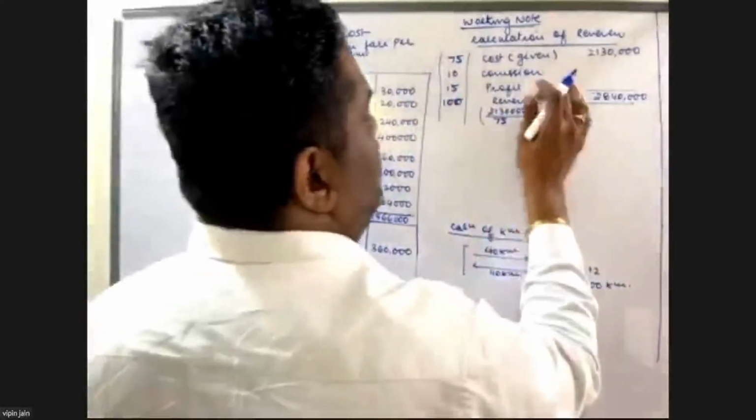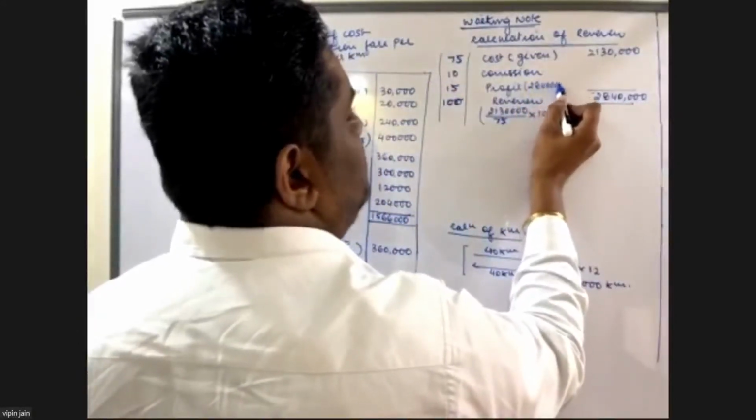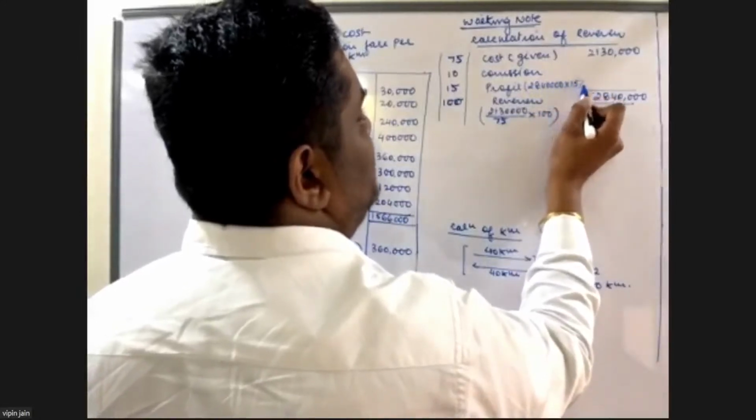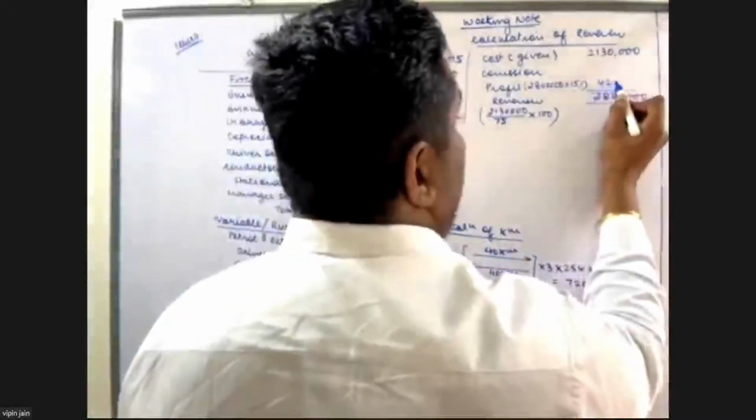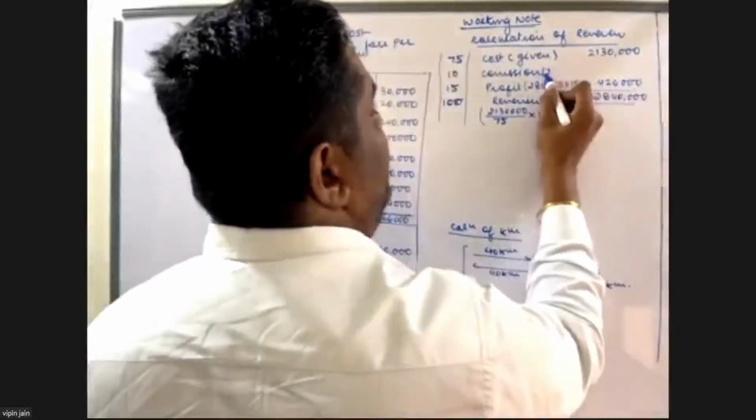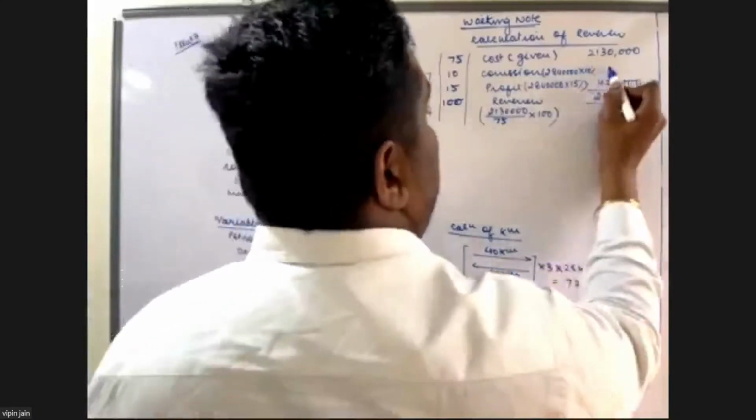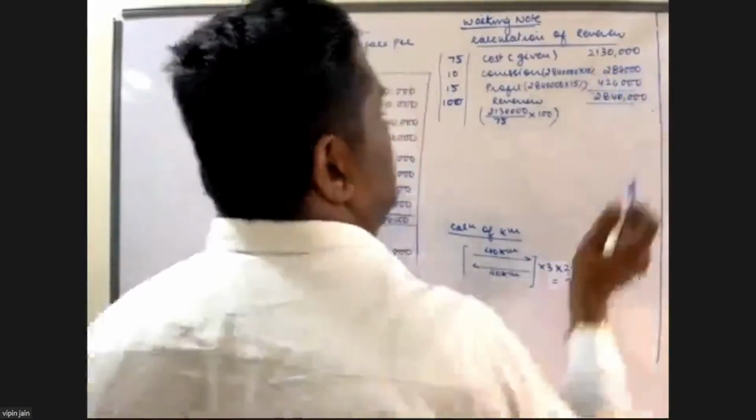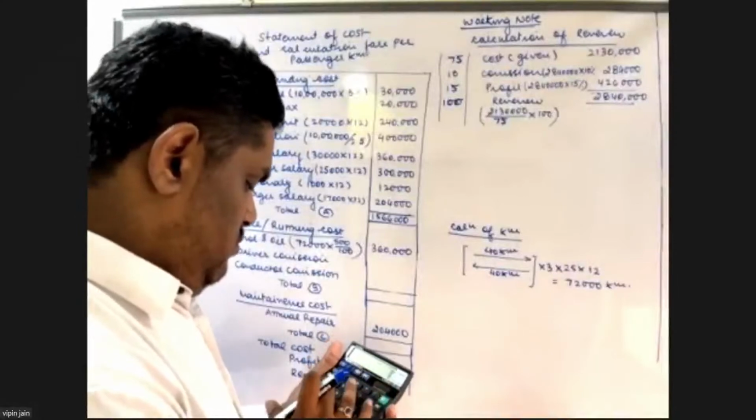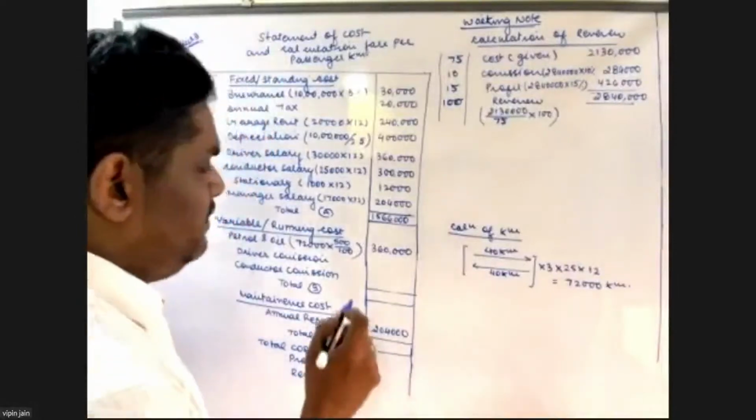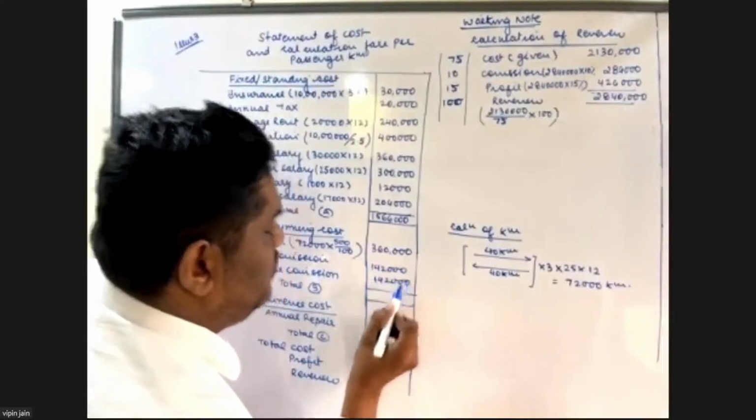When talking about the profit, it is 15% of the revenue. So 28,40,000 into 15%. That is 4,26,000. Again, 28,40,000 into 10% is my commission. So 2,84,000 is my commission. Now this is to be shared equally by driver and conductor. So this will be 1,42,000. This will also be 1,42,000.